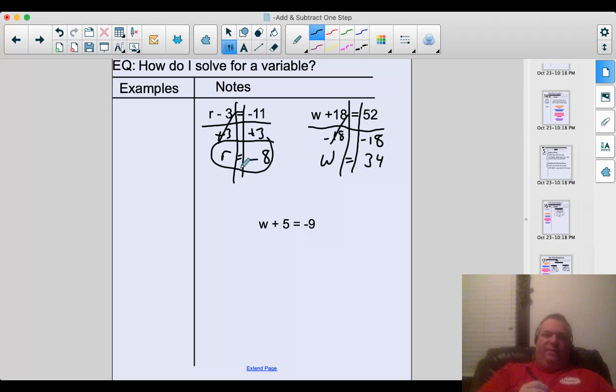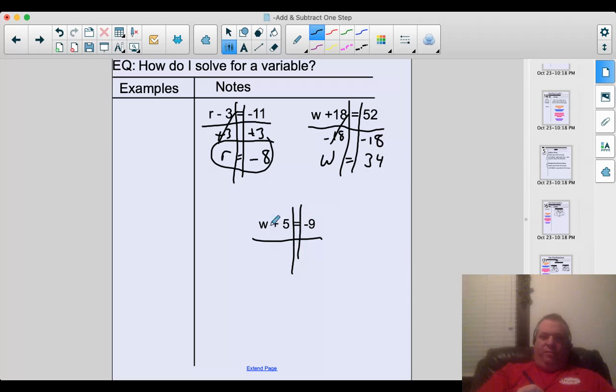Okay, I forgot to check this one, but if I plug in the negative 8 minus 3, that is the same as negative 8 plus negative 3, which is negative 11. Remember, negative plus a negative is a bigger negative. Okay.